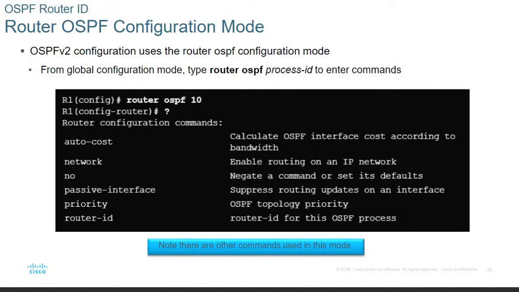OSPF Router ID. Router OSPF Configuration Mode. OSPFv2 configuration uses the router ospf configuration mode from Global Configuration Mode. Type router ospf and proceed to enter commands. Note there are other commands used in this mode.